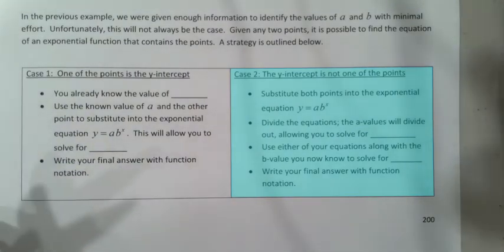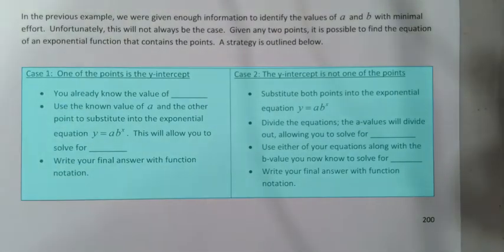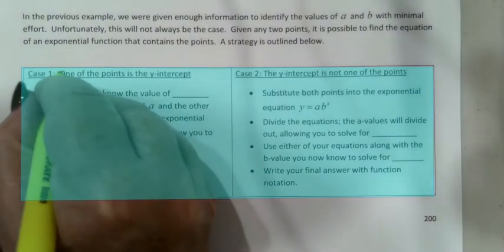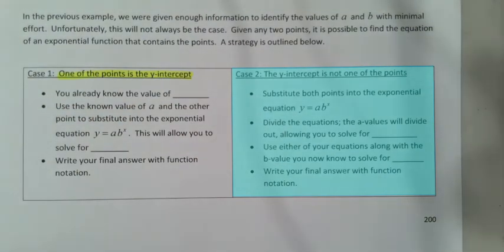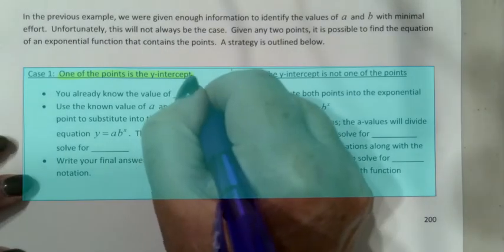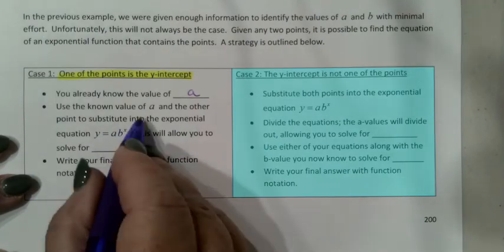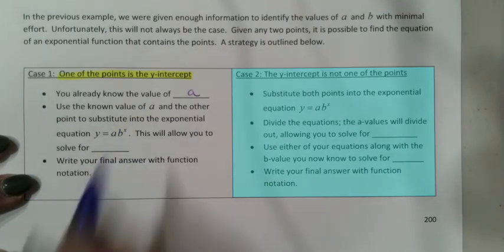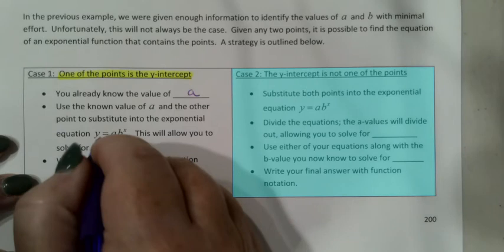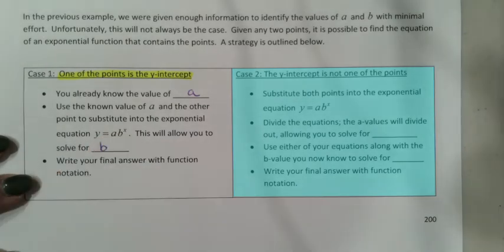The somewhat simpler case is the case where one of the given points is the y-intercept. In that case, of course, we already know the a value because the a value is that y value from the y-intercept. We'll then just plug in the second point, and that's going to allow us to solve for b. And we'll find the final answer with function notation.